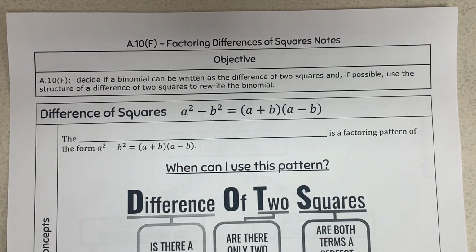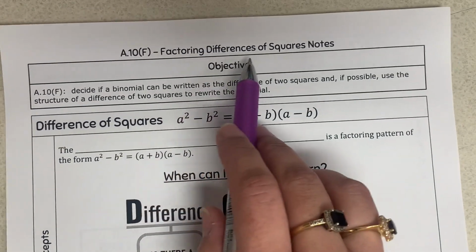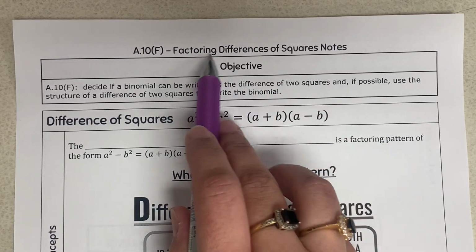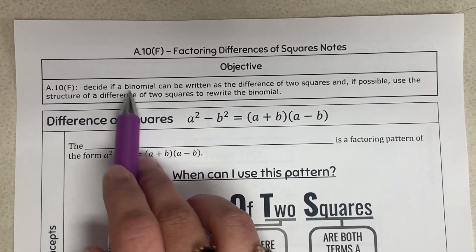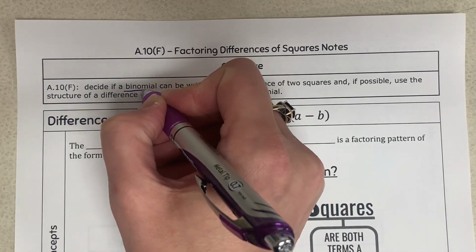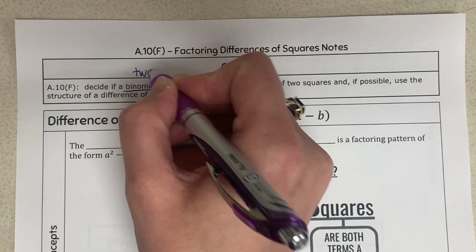Today we are working on factoring again, but this time not the factoring with the X puzzle. We actually have an easier one. It's called factoring difference of two squares. Where do you apply this? When you have a binomial. Binomial means two terms only.